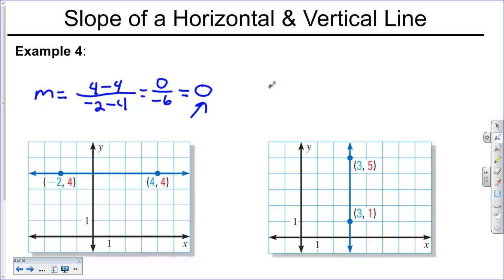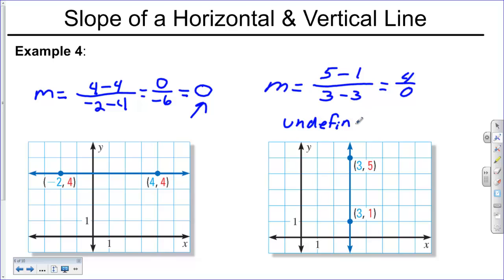On a vertical line, we still have m equals. We have our fraction bar, and our y values are 5 and 1, so 5 minus 1. And then our x values are 3 minus 3, which gives us 4 over 0. Well, you can't divide by 0. So what we say about the vertical line is that its slope is undefined. We cannot divide by 0, so we say that slope is undefined.